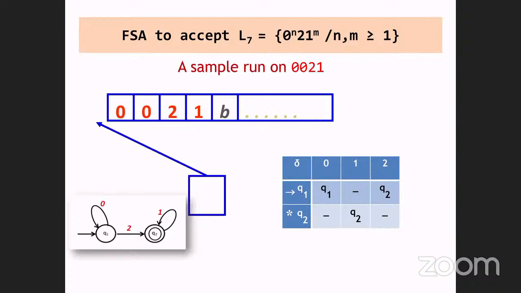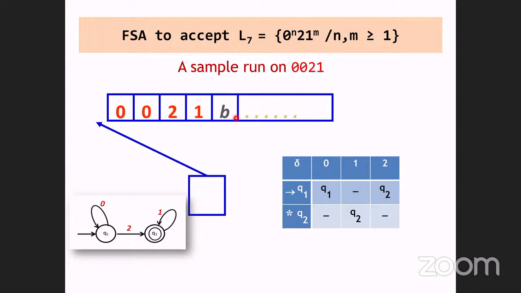Now let's keep this image in mind. We have an input tape, and I just want to test run the string 0021. 0021 is very much a member of this language, when n is 2 and m is 1. So if I feed this input into the machine, let's see how the machine behaves.